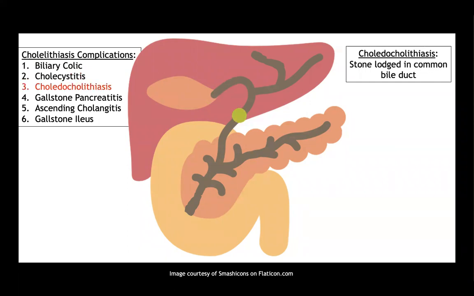Choledocholithiasis is when the gallstone gets stuck in the common bile duct. Gallstone pancreatitis is when it gets stuck in the main pancreatic duct. Ascending cholangitis is when a gallstone gets stuck in any of these regions, but most commonly the main pancreatic duct or the common bile duct, and an infection can form proximal to that blockage.